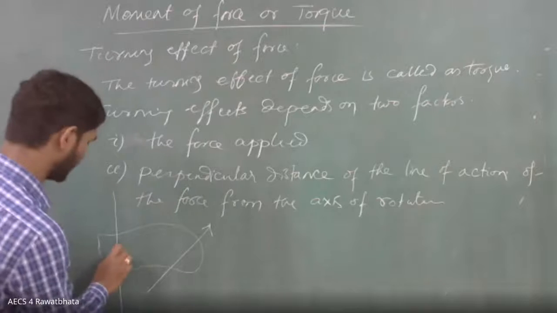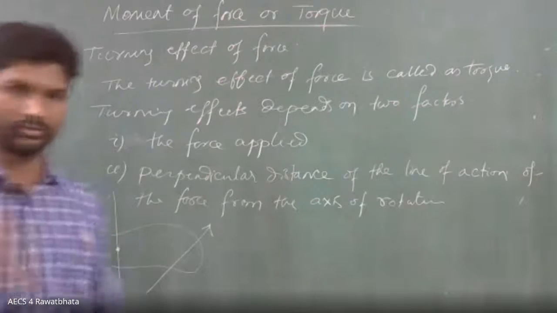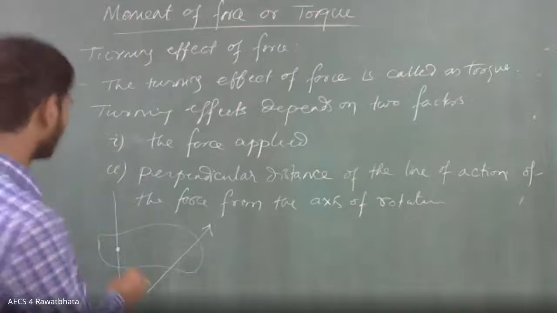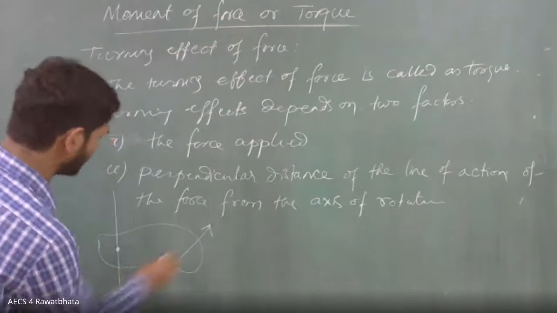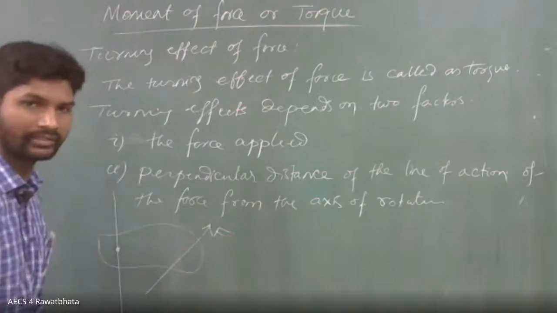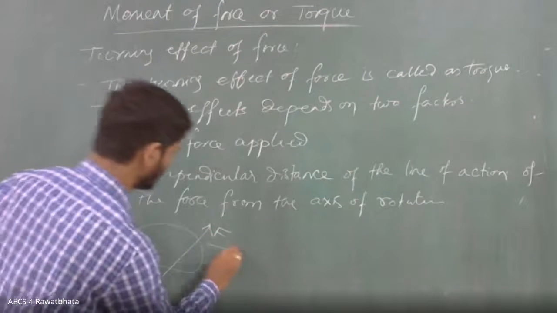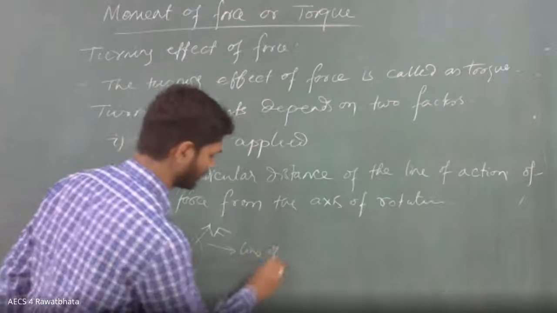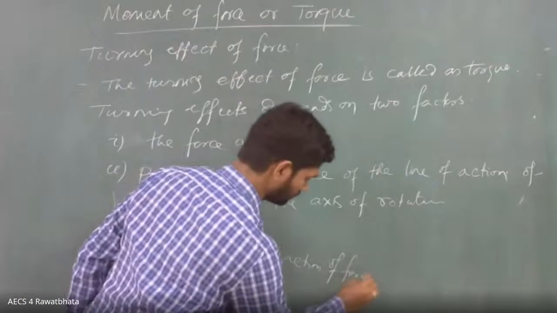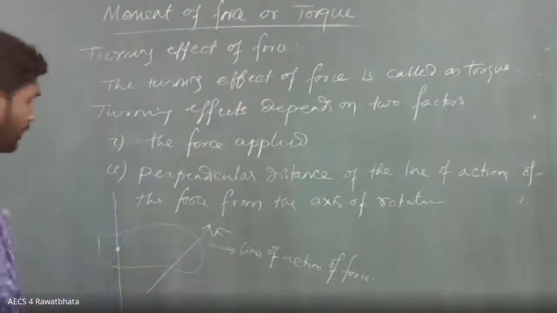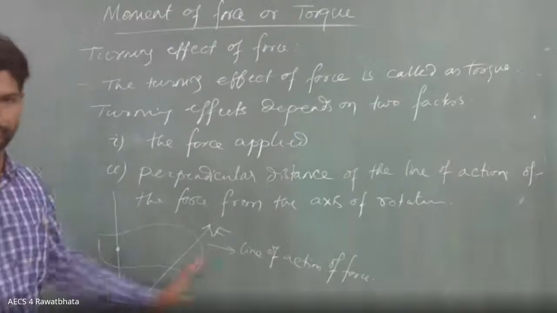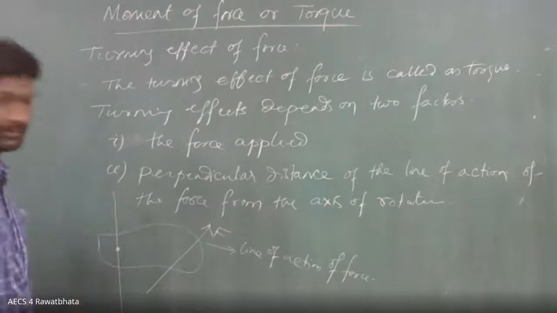This is the axis of rotation. This is the point where the axis intersects with this object, let us say. Okay, then this perpendicular distance, this is the line of action. If force is acting along this line, then this line is called your line of action of the force. So the perpendicular distance from the line of action of the force to the axis of rotation.